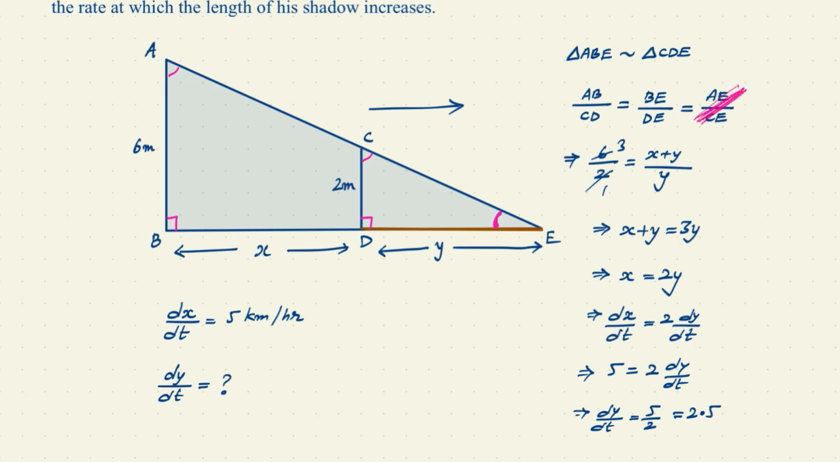And hence we have got the value of dy over dt, and obviously the unit will be kilometer per hour only, because y is also the length of the shadow, and length is in kilometer and time is in hour. That means if this person walks with a speed of 5 km per hour away from the lamppost, his shadow will increase at the rate of 2.5 kilometer per hour. So this was our question.